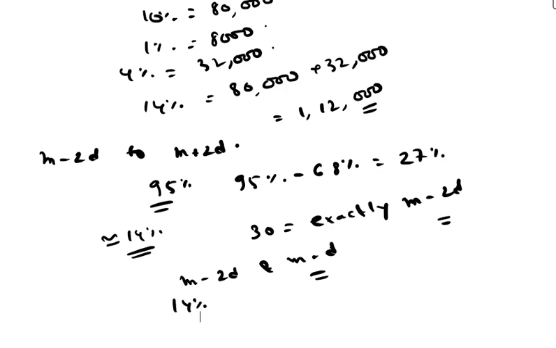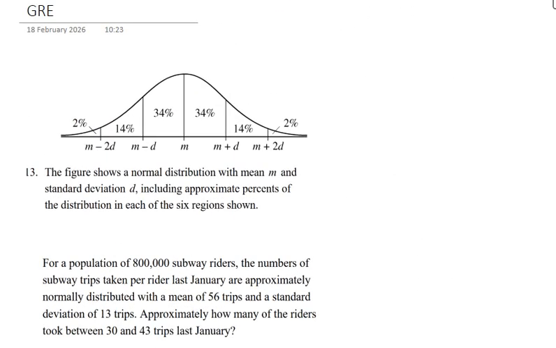The second mistake students often make is using 34%. Some students see 43 is one standard deviation below and immediately think 34%. But 34% is from M minus D to M, not from M minus 2D to M minus D. So always map the interval very carefully. Now mistake number 3: forgetting to multiply by the population. The question does not ask you for the percentage. It asks how many riders. So we must convert the percentage to an actual number.